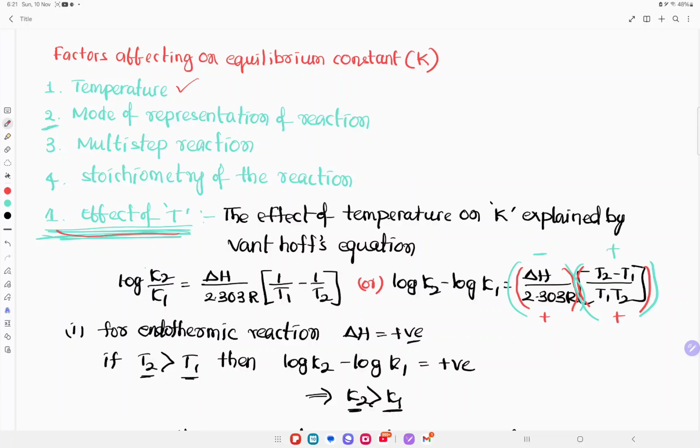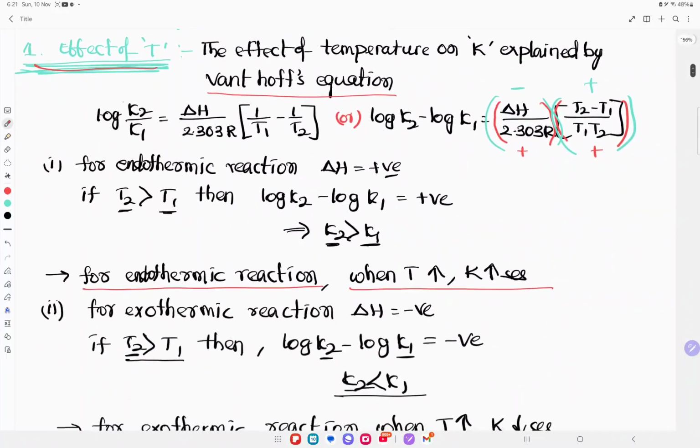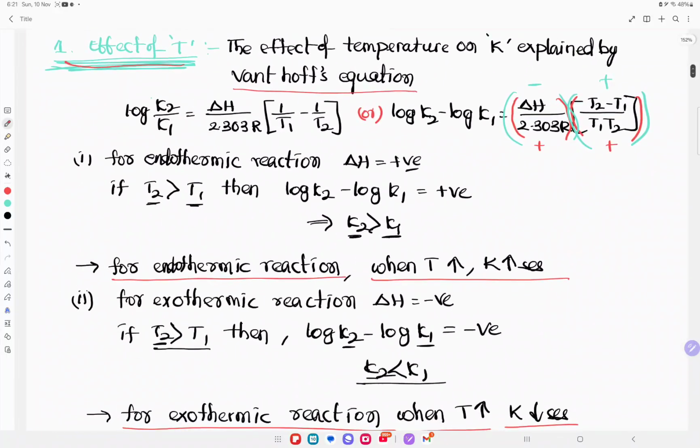The effect of temperature on the equilibrium constant is explained by the van't Hoff equation. From this equation, the effect of temperature is seen for two types of reaction, endothermic and exothermic. For an endothermic reaction, delta H is positive, so this term becomes positive. If T2 is greater than T1, this term also becomes positive. Two positive terms mean log K2 minus log K1 is positive. That means K2 greater than K1 అవుతుంది. If T2 is greater than T1, K2 is greater than K1.